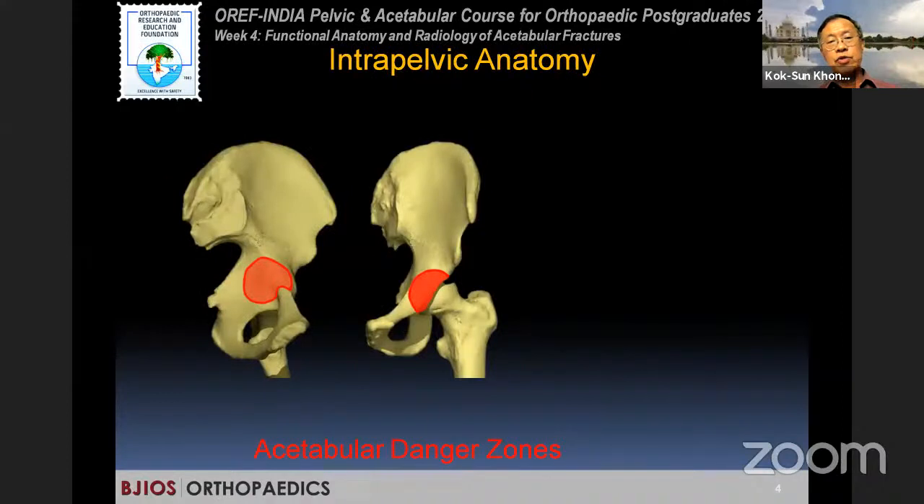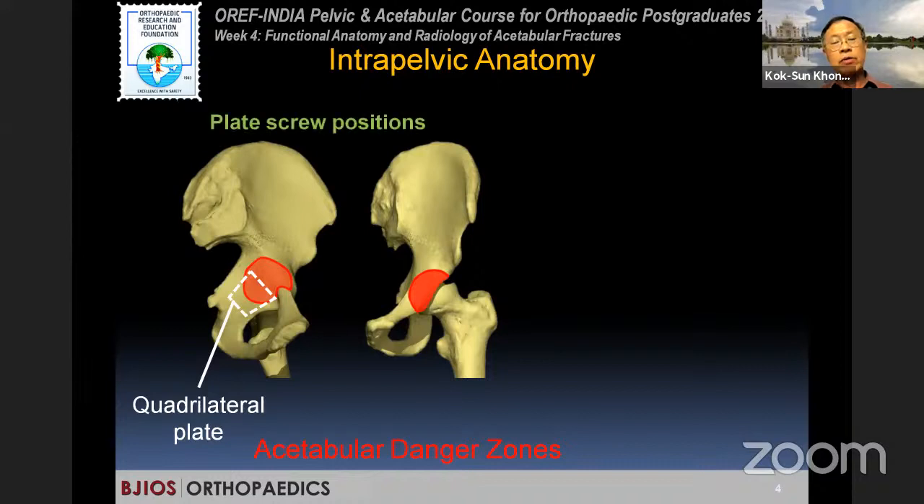Now, I would like to bring you through the intrapelvic anatomy because it's the most important part, and with Stoppa's approaches to the pelvis, you have to know what's inside the pelvis rather than what's outside. The quadrilateral plate hides behind the danger zone of the acetabulum, marked in red here. And where is it safe to put screws? Because you have to place screws around the acetabulum.